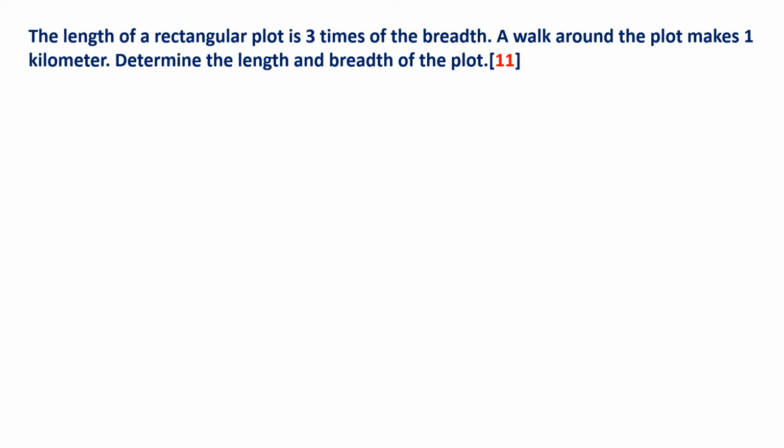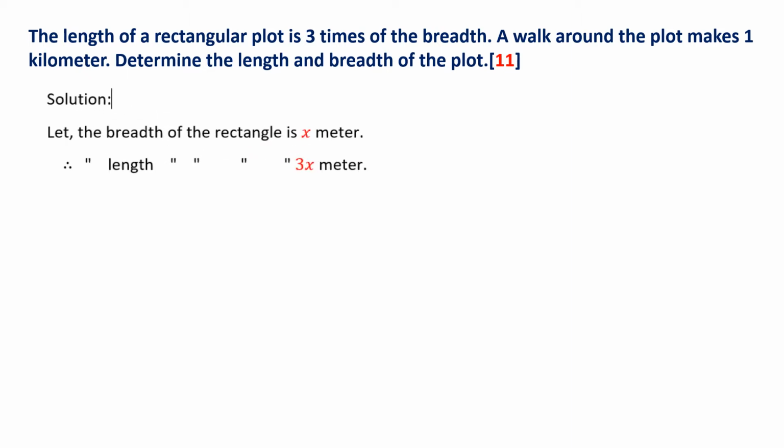The length of a rectangular plot is 3 times the breadth. So we need to take, let the breadth of the rectangle be x meters and the length of the rectangle must be 3x meters, as the question suggests us to take 3 times the breadth. A walk around the plot makes 1 kilometer.